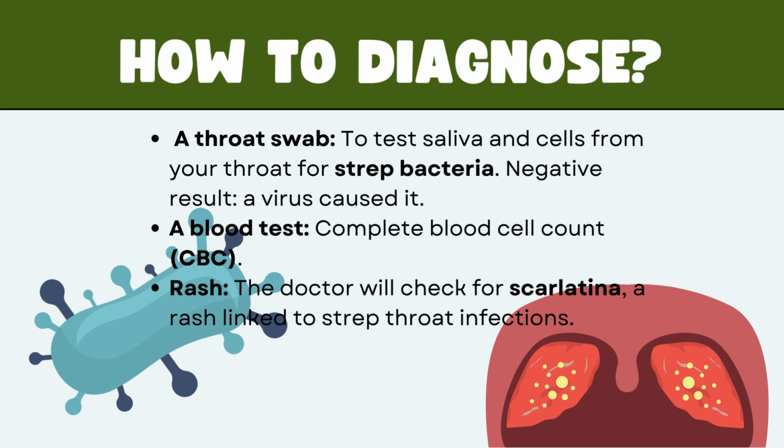Within the things that your doctor can use to diagnose, there will be a throat swab to test saliva and cells from your throat for strep bacteria, and if this test is negative, that means a virus caused it. He can also perform a blood test to get a complete blood cell count. This is to determine the severity of the infection in your body and the most appropriate treatment. This will be mostly for bacteria, to determine the type and dosage of antibiotics required. He may also look for a rash. He will check for scarlatina, a rash linked with strep throat infections, which will typically look red in color and have a sandpaper feeling to the touch.